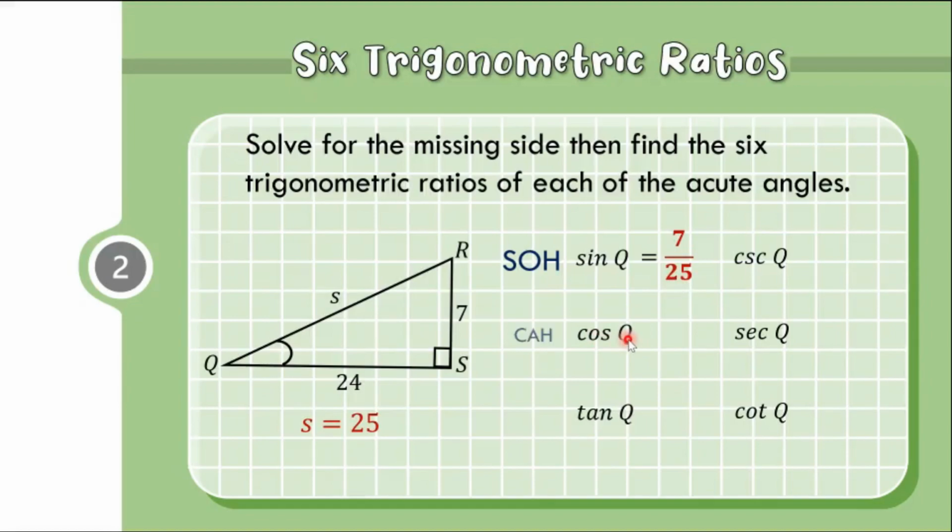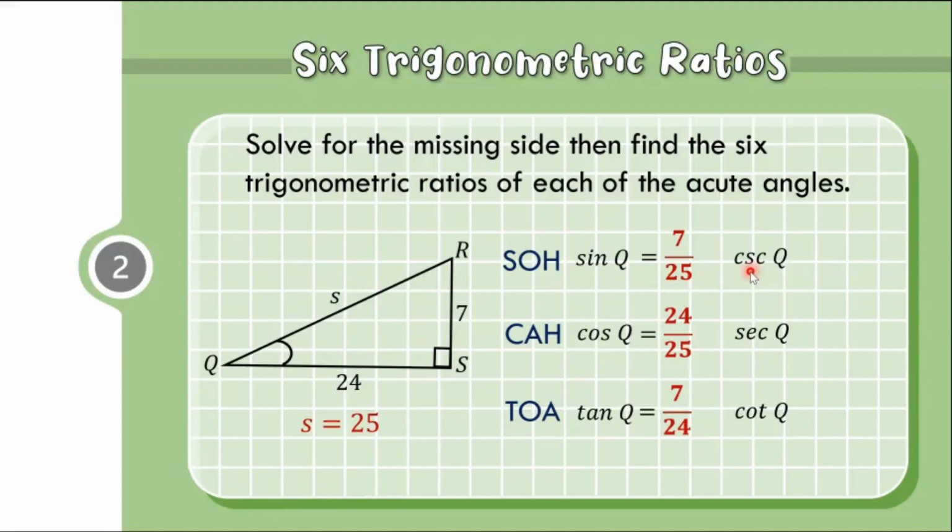Cosine Q is equal to CAH, in which we have adjacent, which is equal to 24, over hypotenuse, which is equal to 25. Therefore, we will have 24 over 25. And tangent Q is equal to TOA, in which we have opposite, which is 7, over adjacent, which is 24. Therefore, tangent Q is equal to 7 over 24.